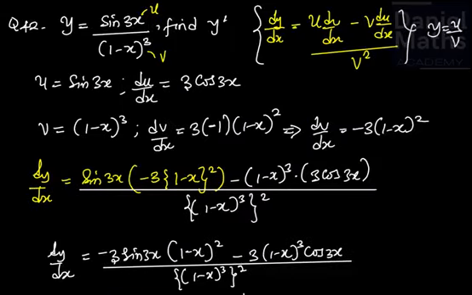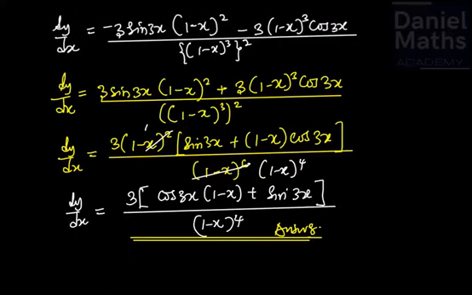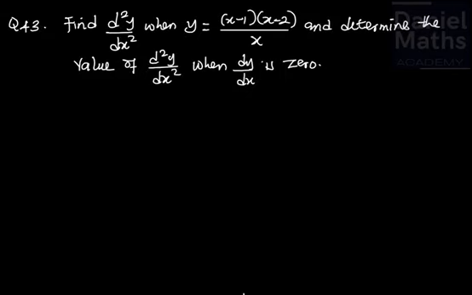Finally, we're going to look at the last but not the least question that we'll be dealing with today. Let's quickly solve this part, and I'm going to leave you with lots of practice exercises. From this question, find d2y over dx squared when y is equal to (x minus 1)(x minus 2) divided by x, and determine the value of y when d2y over dx squared is equal to 0.